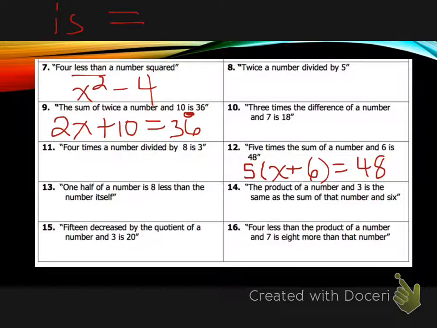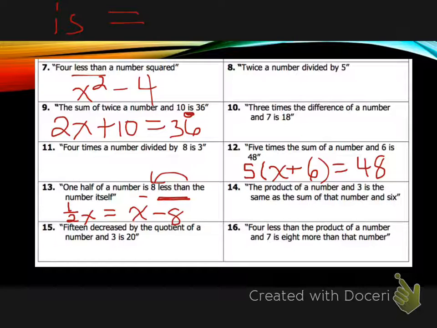How about number 13? 1/2 of a number is, now we've got our is right here, 8 less than, remember that's one of those turnaround words, 8 less than the number itself. Watch and look for those words. Those key words are going to help you a lot with these.